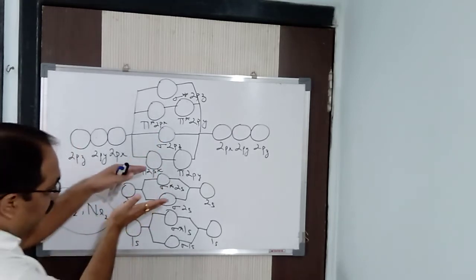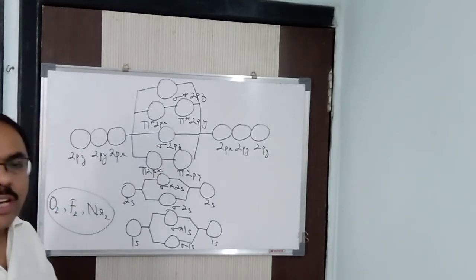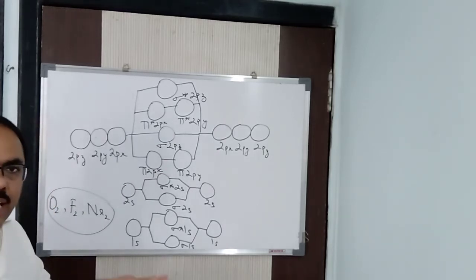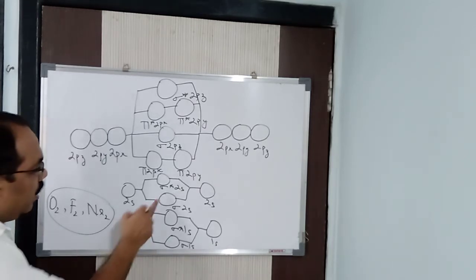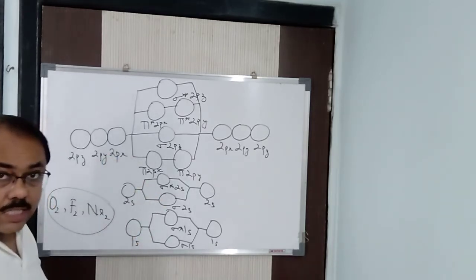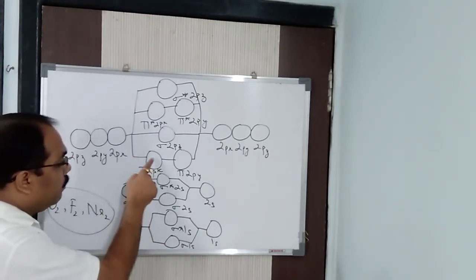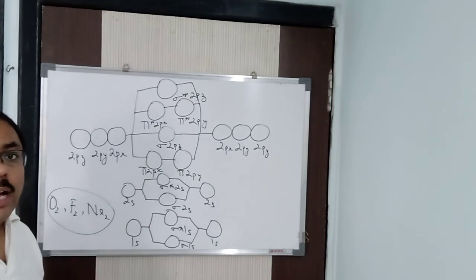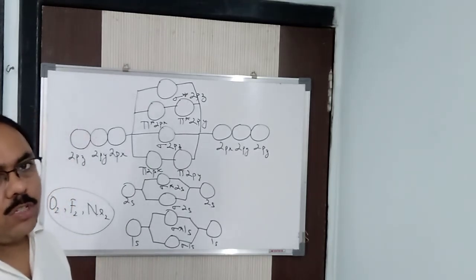So when they come closer, they will have a chance of interaction with one another. They will have a chance of mixing, because the difference between the energy is very small. So hence, to prevent that, so that they should not combine or interact, pi 2px and pi 2py come in between sigma 2pz and sigma 2s.